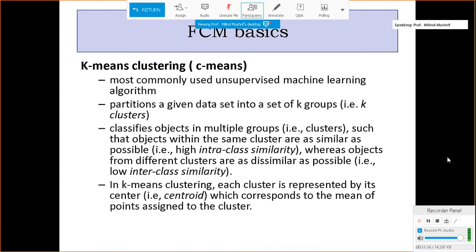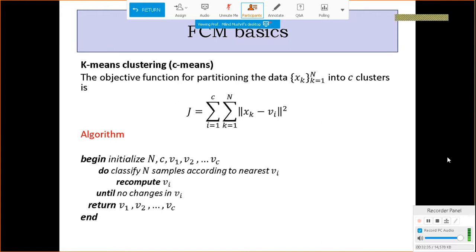So we discussed basically two types of segmentation techniques. One is based on thresholding, and another is based on clustering. A very basic and powerful clustering technique is the K-means clustering technique, also known as C-means clustering technique. It is an unsupervised technique for partitioning the data set. K-means clustering basically clusters on the basis of high intra-class similarity and low inter-class similarity. So this is the algorithm in short.